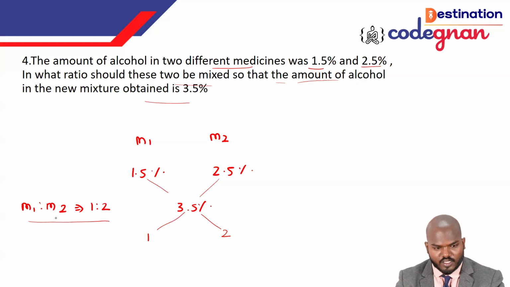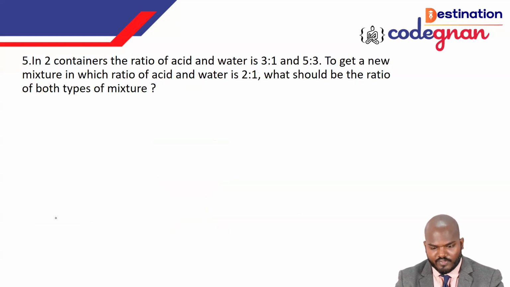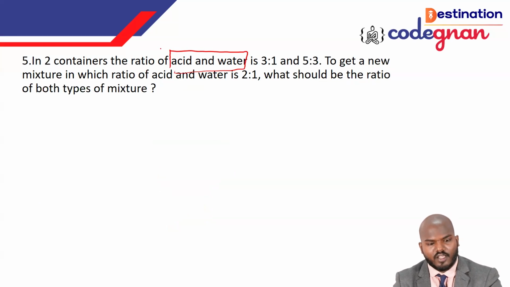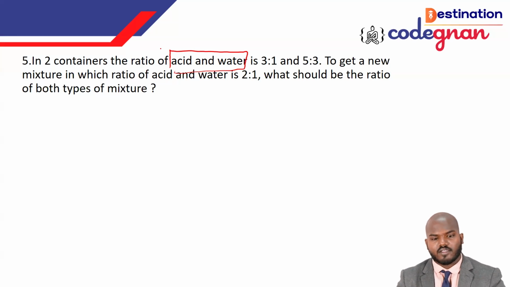I'll go for the next question. See this one: there are two containers. The ratio of acid and water, the two terms here, is 3:1 and 5:3. To get the new mixture, in what ratio should they be mixed so that the ratio of acid and water is 2:1? Read it once again. If you are not able to understand it, I request you to please read it once again. There are two containers, and the ratio of acid and water is 3:1 and 5:3.